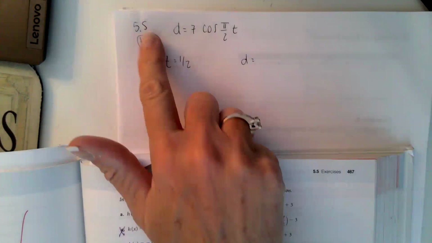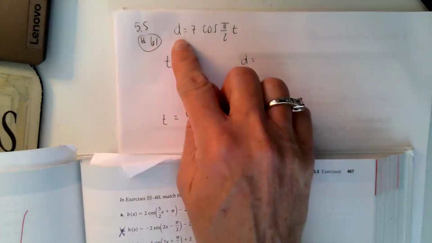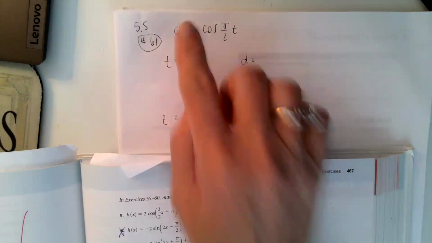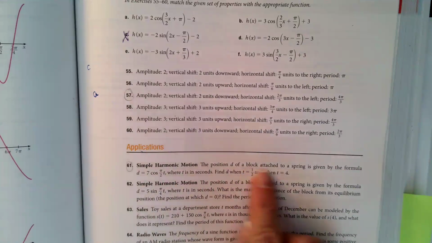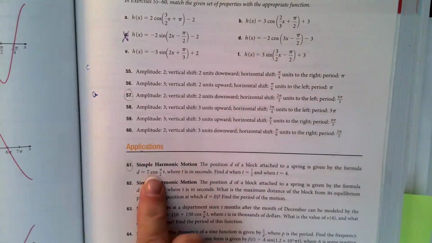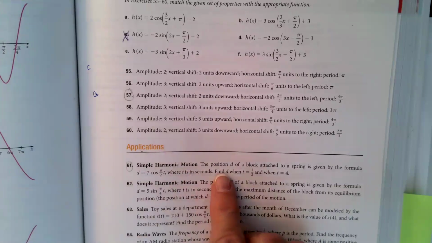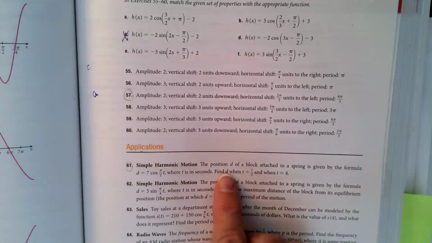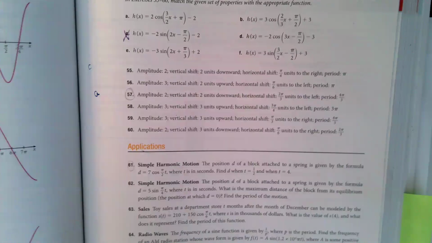The first one, they're all three from lesson 5.5, is number 61. This is the equation. The position D of a block attached to a spring is given by the formula 7 times the cosine of pi over 2 times t, where t is in seconds. They want to find D, or the position, when t is 1/2 and when t is equal to 4.